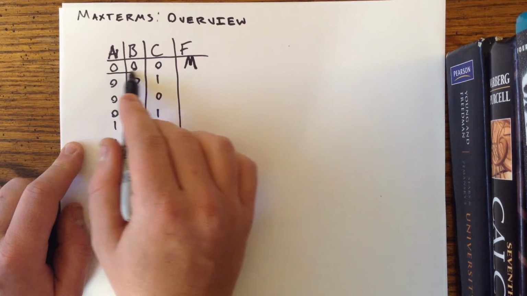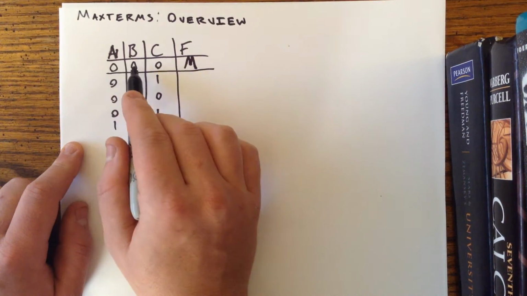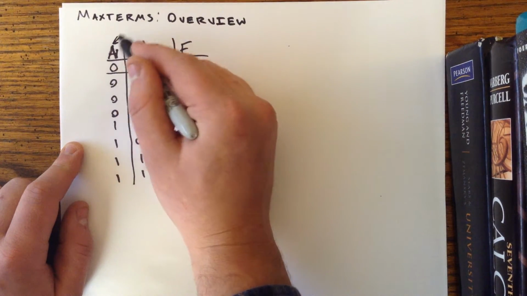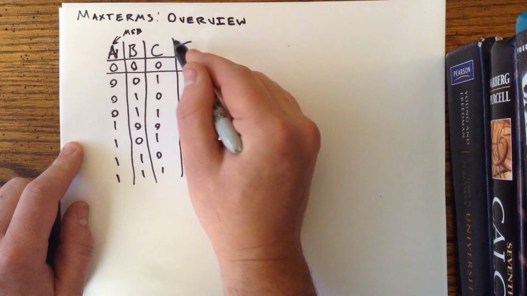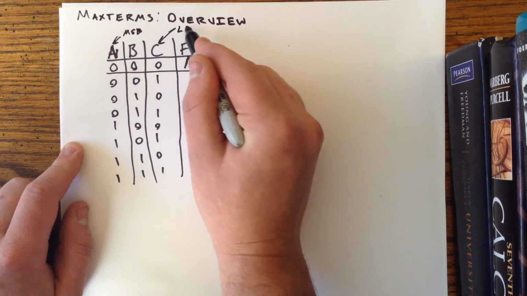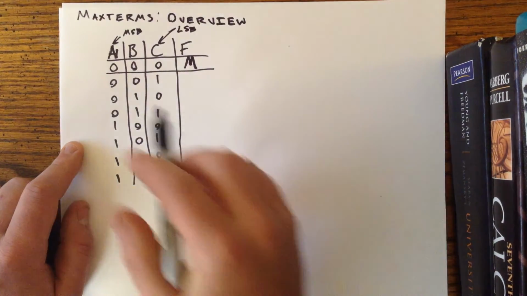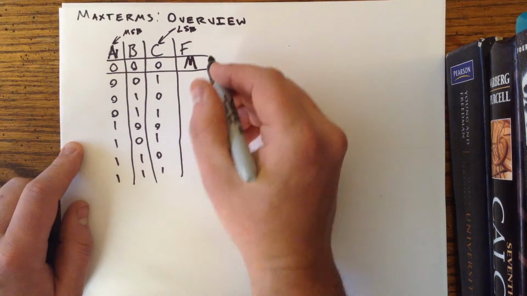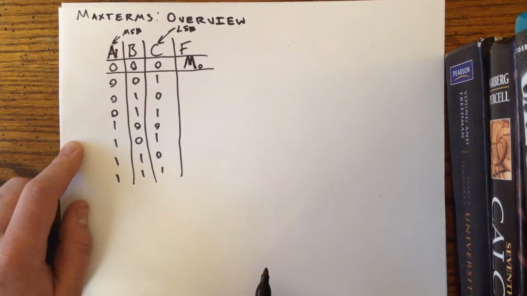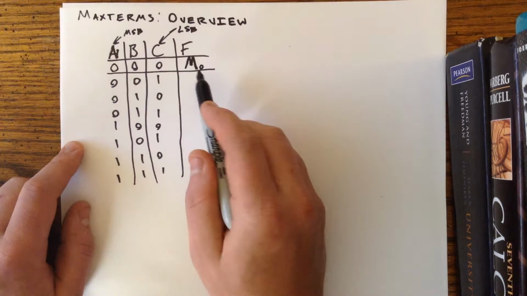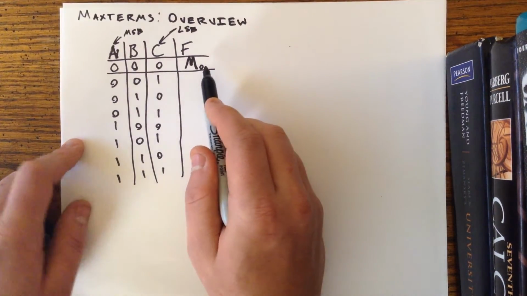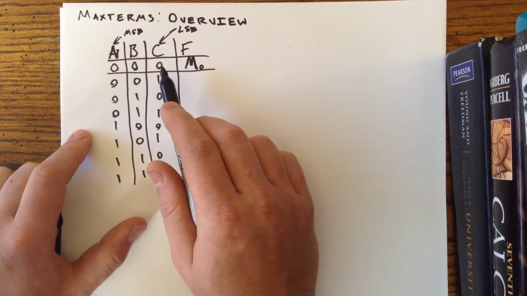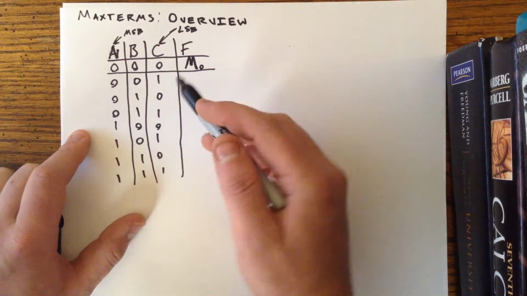So let's do the first one: 0, 0, 0. That's going to be our binary number, with this being the most significant bit and this being the least significant bit. 0, 0, 0 in binary translates to a decimal 0, right? So this first row is our maxterm 0. All this is doing is letting us label and map what our outputs are for a truth table. This will come in handy when I show you how to do the K-map.